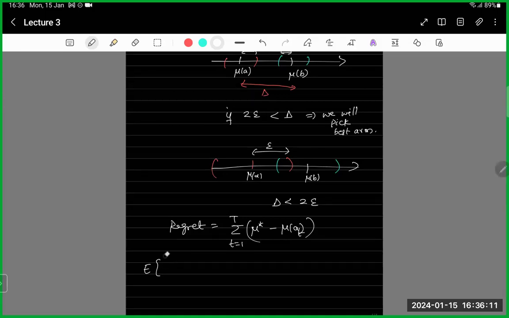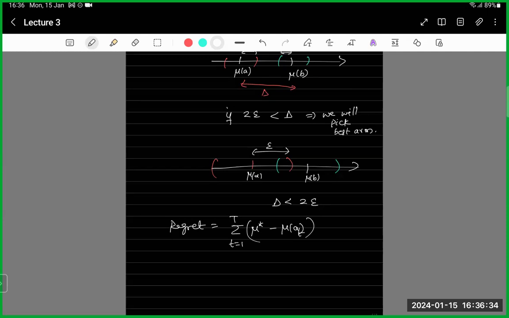So now there are 2 types of regrets, right? One is the exploration regret. One is the exploitation phase regret. Exploration regret will be what? We are exploring 2m times, like m times arm A, m times arm B. So what is the regret that you can incur in exploration phase?